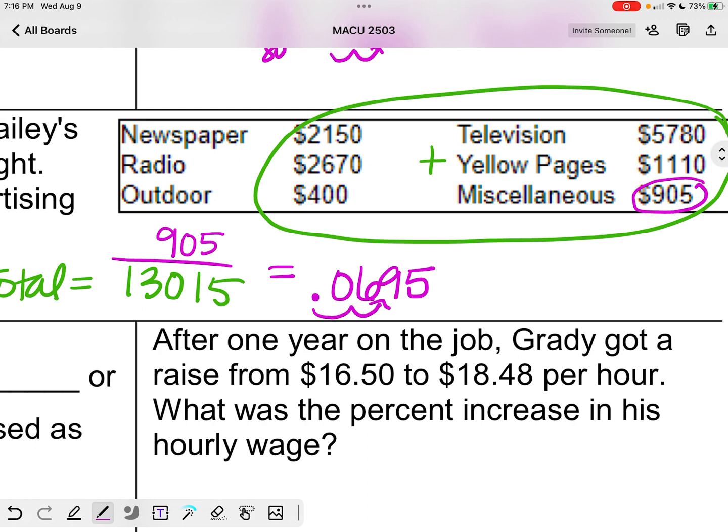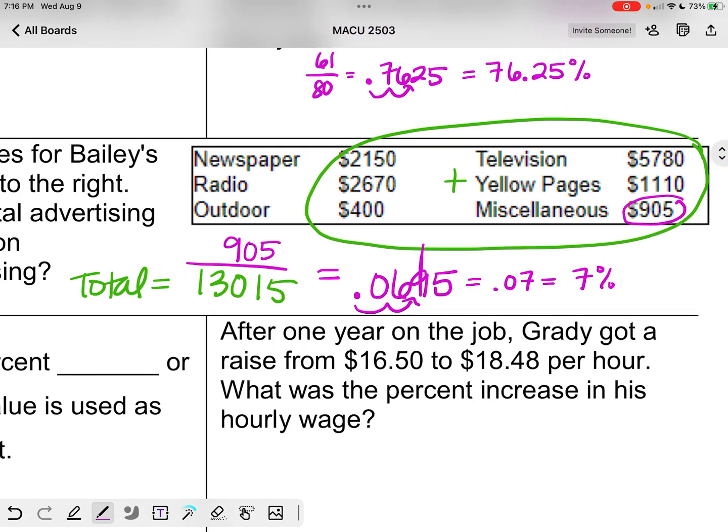But I remember this on the homework. They actually wanted us to go to the nearest hundredths place. So let me fix that really quickly. That's going to be 0.07. So now I can say that it's 7%. Because I had to bring this one, and it rounded my 6 into a 7. So 7% would be our answer.